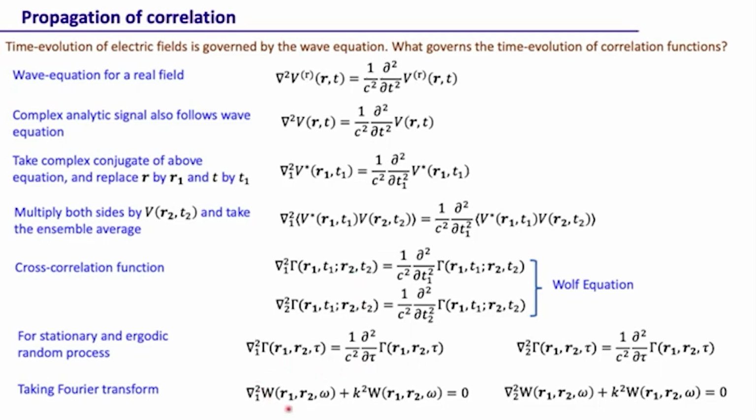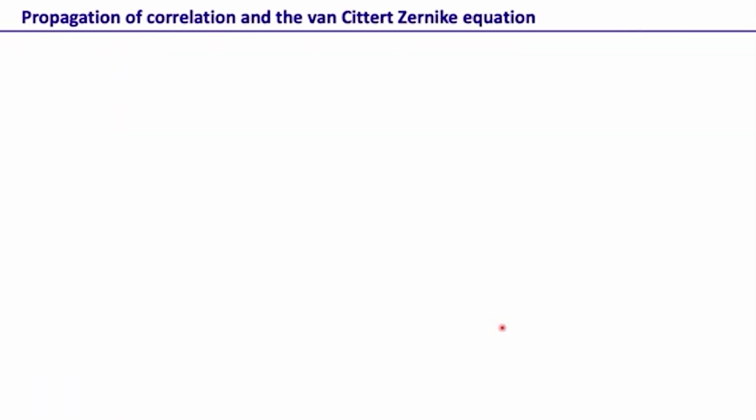By solving these differential equations, we can find out the correlation function at some other location if we know the correlation function at some initial location. Okay, so this is how we handle the propagation of correlation through a differential equation. But next we also want to see how to handle propagation of correlation through an integral equation, through an integration, and in this context we will also discuss what's called the van Cittert-Zernike equation.